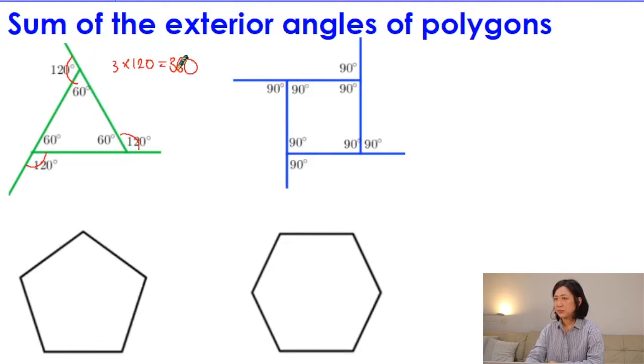How about the square? Well, we can see 4 lots of 90. 90 is the exterior angle, and the sum of the exterior angles is still 360.